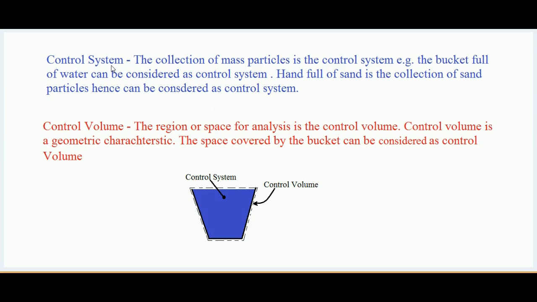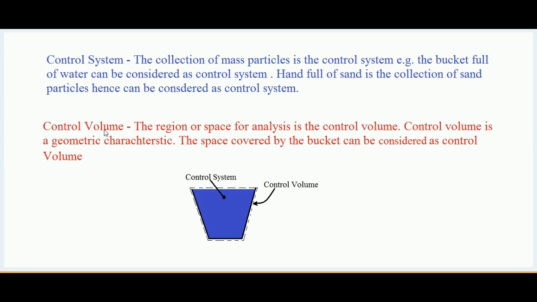What is a control system? The collection of mass particles is a control system. For example, suppose there is a bucket which is full of water. Since water contains H2O molecules, meaning water is composed of mass particles, the water inside the bucket can be considered as a control system. Similarly, if we take a handful of sand in our hand, those sand particles are mass particles, so they can also be considered as a control system. So in simple terms, the entire collection of mass particles can be considered as a control system.